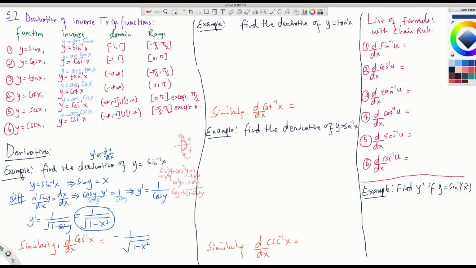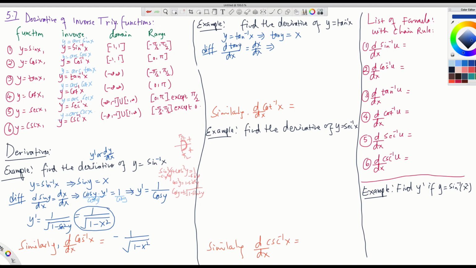You see that? Similarly, I want to do this for tangent inverse x, using exactly the same technique. I start with y equals tangent inverse x. If you take tangent on both sides, you will get tangent y equals tangent of tangent inverse x, so that will be just x. Now I want to find the derivative. You will get d tangent y over dx equals dx over dx. You see that?